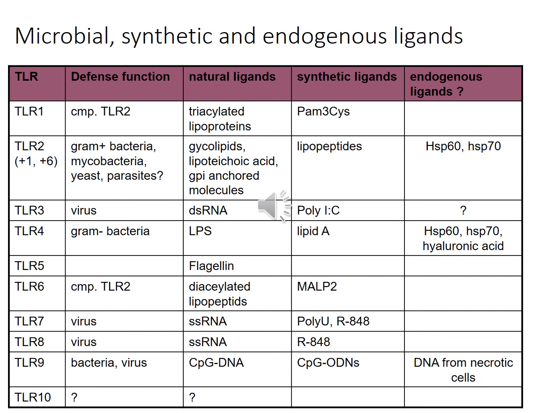TLR4 has been described to recognize very many different ligands, and part of this broadness has been due to LPS contamination in the preparations used. However, TLR4 does seem to be a very promiscuous receptor, and it has also been described to recognize crystals of urea, which is released from necrotic cells.